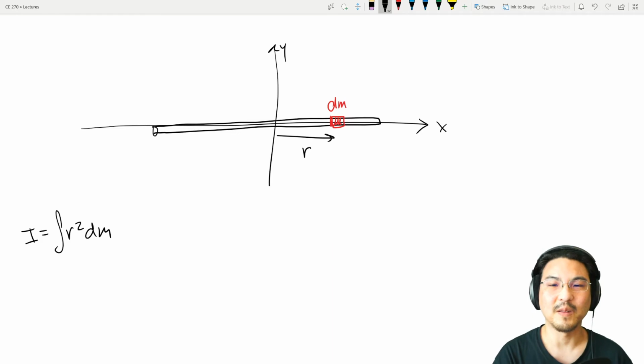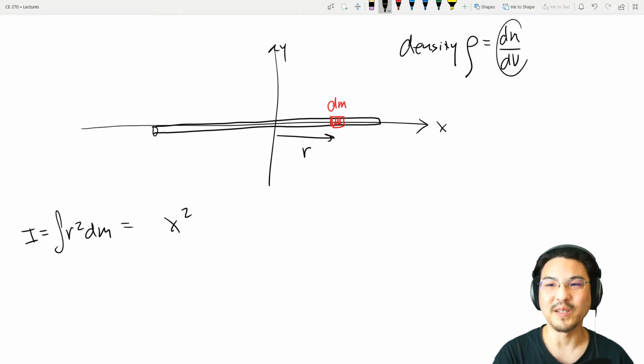So if we have some little differential mass element, this, here, and then we integrate over its position, r. So the way I pick coordinates, r would be in the x direction, so r squared would be x squared. And then dm, let's define density, rho, as mass per volume, differentially, so differential mass over differential volume. So then dm is rho dV, the density and volume.